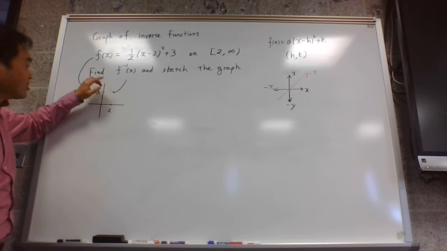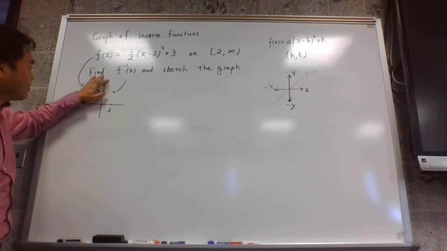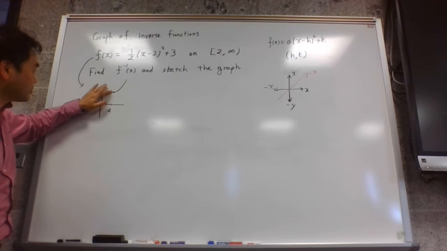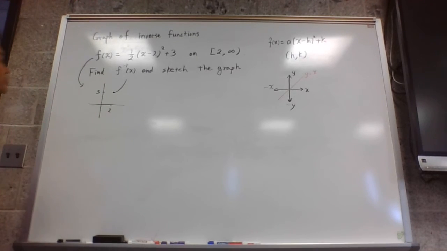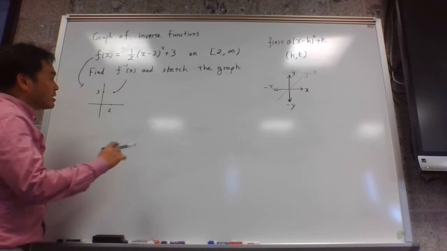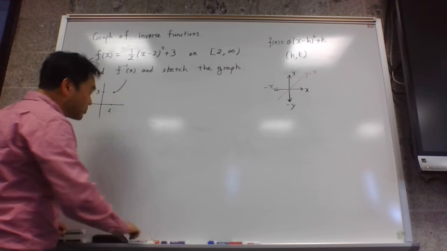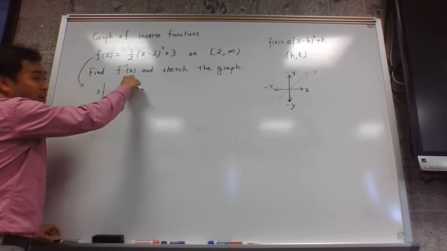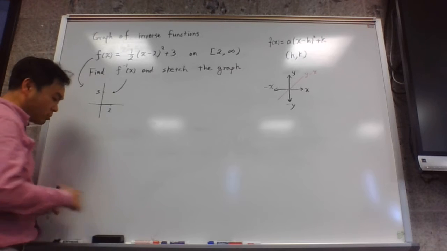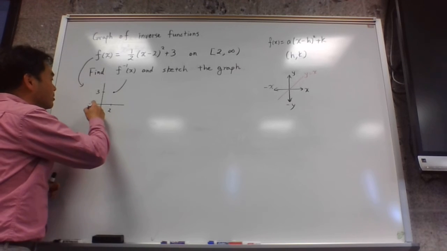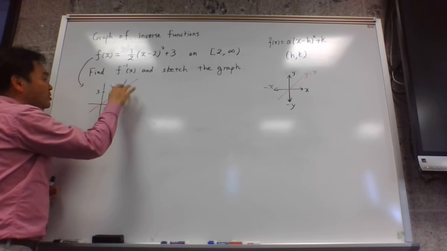That's why I have this set up as x should be 2 or greater. And because of that comment that I made, you can actually draw the graph even before finding f inverse of x. Because all you have to do is take this graph and flip it over the diagonal.